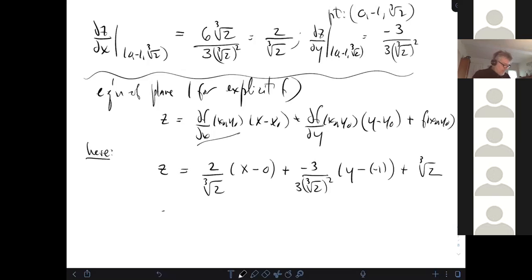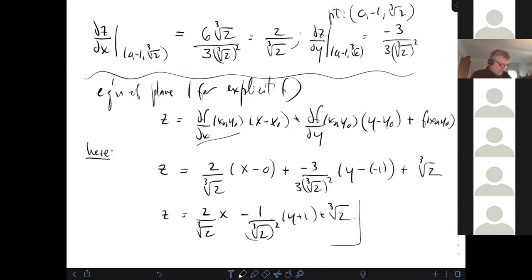Okay, so finally I get z equals 2 over cube root of 2 times x minus 1, I'll just simplify the 3's there, cube root of 2 squared times y plus 1 plus cube root of 2. Hopefully I didn't make an arithmetic mistake here, but that should be the equation of our plane. Okay, any questions at this point?